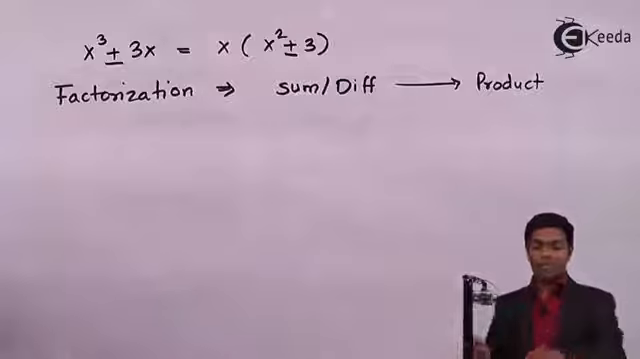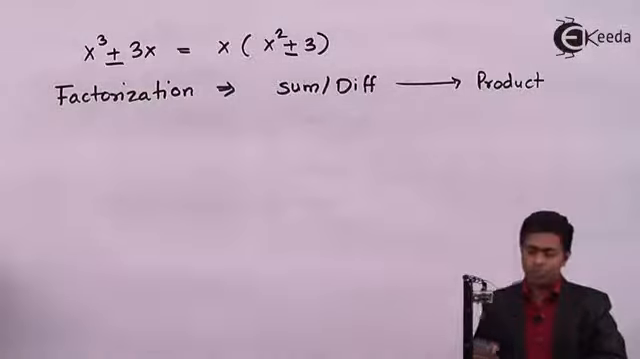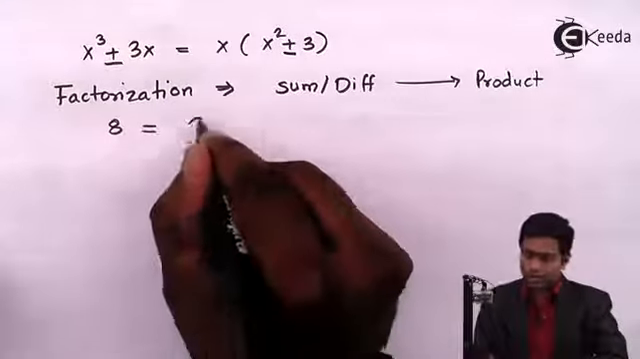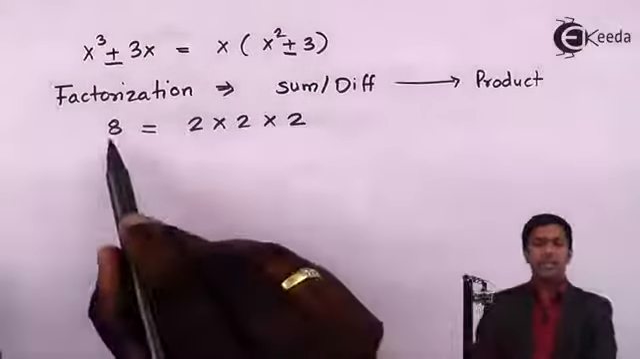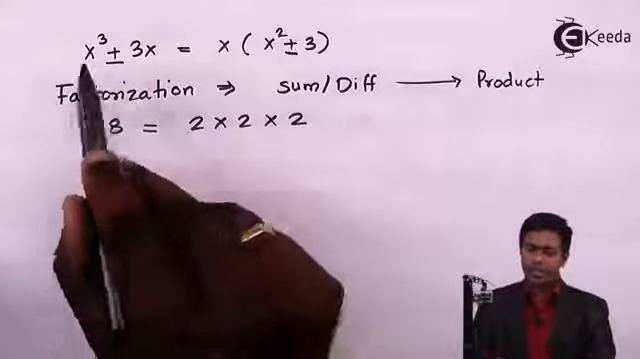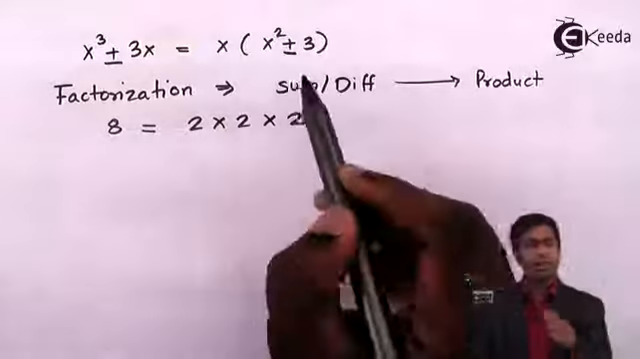You have also seen this kind of factorization while finding factors in school. When you used to find the factors of 8, we used to write it as 2 into 2 into 2. So we used to write 8 in terms of multiplication of different terms. Converting the terms from sum or difference to the product of terms is called factorization.